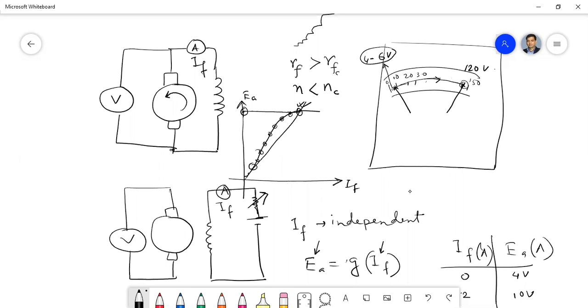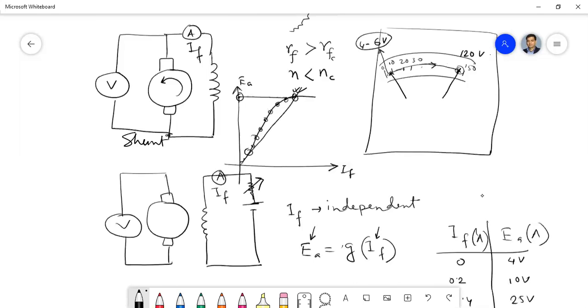So therefore, if we go for these laboratory experiments, we'll get only this point, only the stable voltage point in case of shunt. So that is the only difference between the shunt and separately excited DC generator. Otherwise, their characteristics are ideally the same. There is no difference. Can you tell me why?